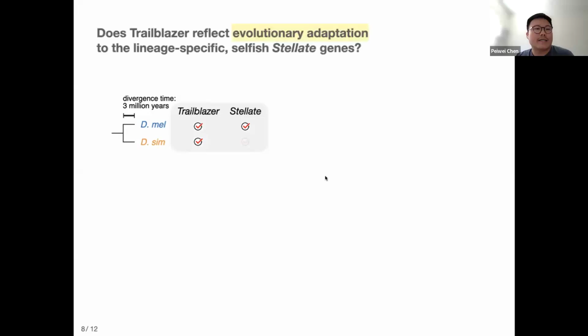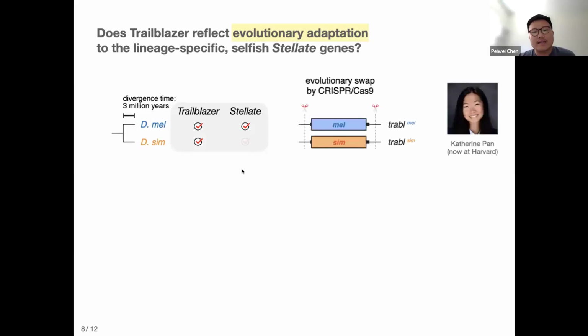So I wonder whether it contains or reflects evolutionary adaptation in order to control these lineage-specific selfish genes. One way to check this is to ask whether an ortholog from a closely related species can functionally substitute Trailblazer in Drosophila melanogaster. So we use CRISPR-Cas9 to replace the Trailblazer gene by a close ortholog from a sibling species, Drosophila simulans, that diverged less than 3 million years ago.